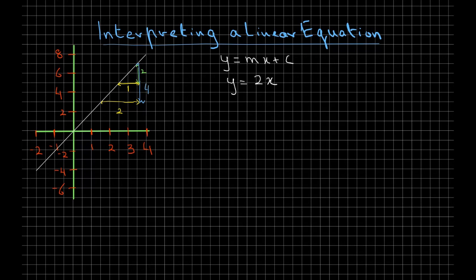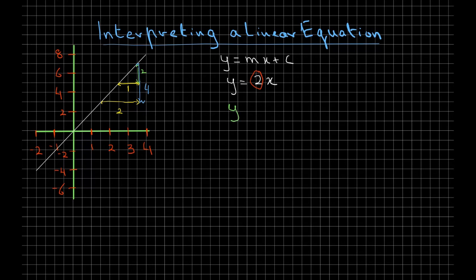And from here you can see that the slope is 2. It means for every unit change in x, if x changes by 1, y will change by 2. If x changes by 2, y will change by 4. If x changes by 3, y will change by 6. If x changes by 4, y will change by 8. That's what it means.